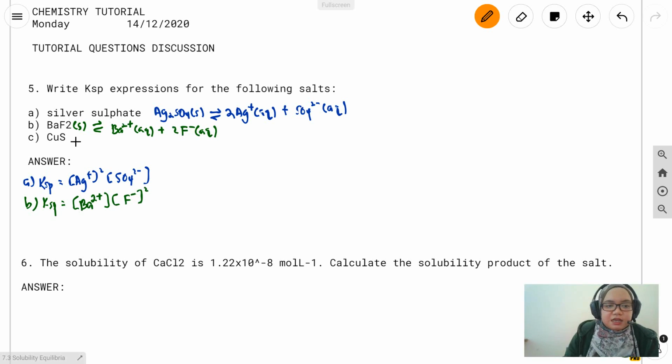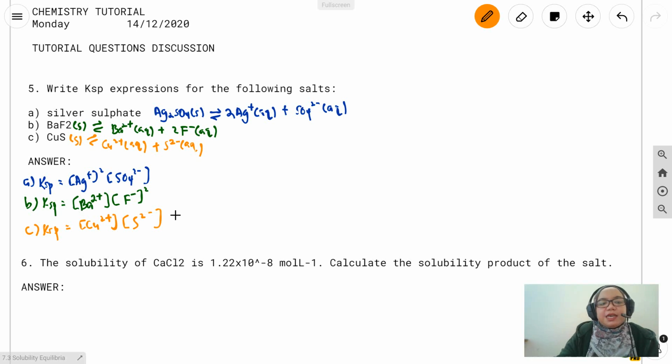And lastly, we have copper sulfide. So we have Cu2 plus aqueous plus S2 minus aqueous. So for C, the KSP here is the concentration of Cu2 plus times the concentration of S2 minus. Okay. So this is how you do the KSP expression. It's very simple. I don't need to explain it more because it's very direct to the point.